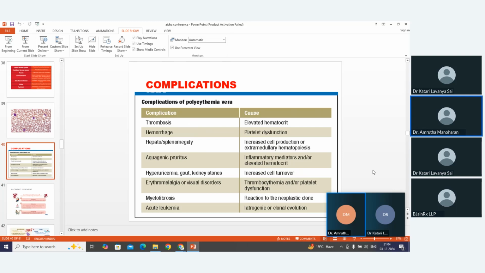Next, hyperuricemia, gout, and kidney stones. It mainly occurs due to increased cell turnover, and erythromelalgia or visual loss occurs due to thrombocytosis or platelet dysfunction. Next, myelofibrosis occurs due to the reaction to the neoplastic clone, and acute leukemia occurs due to the clonal evolution or some mutations.